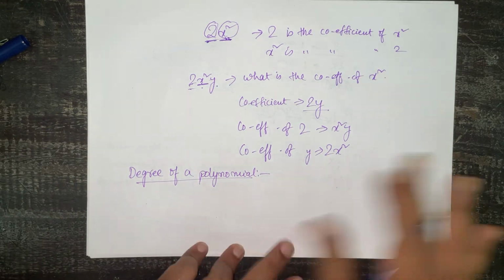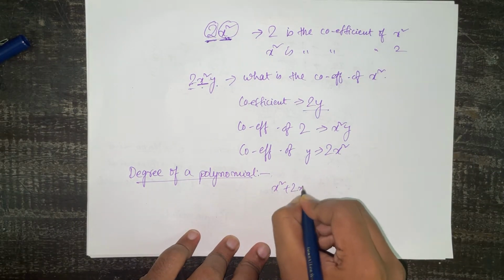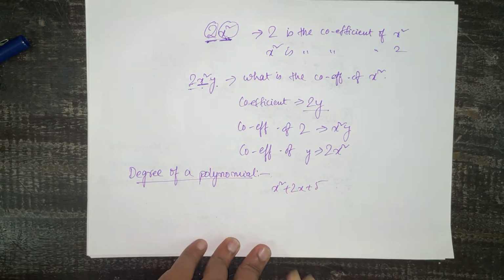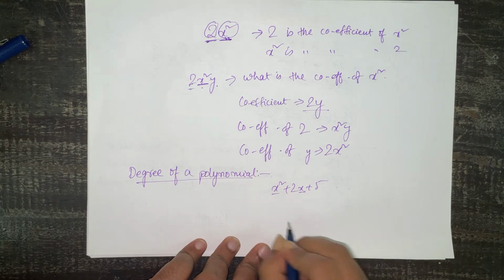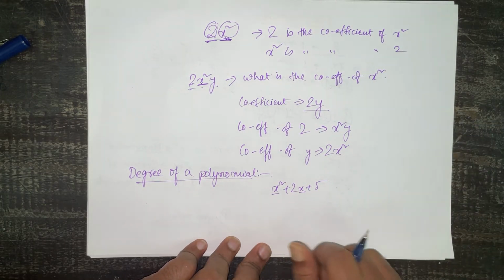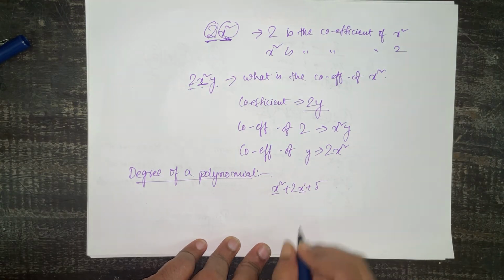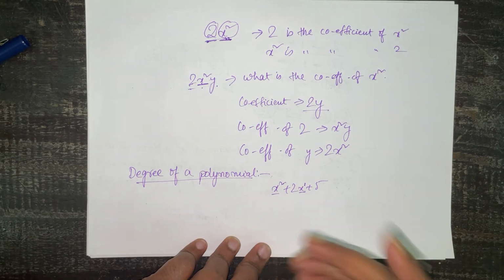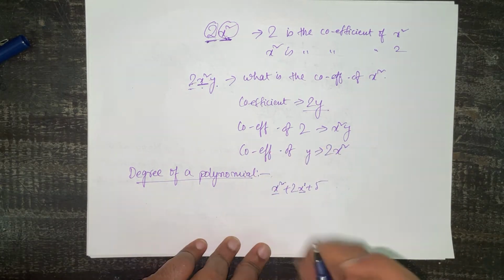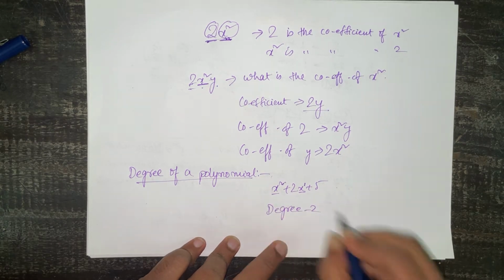So let me write one expression, one polynomial. Suppose x square plus 2x plus 5. What we have to do first is see what the variable is. The variable here is x. The next thing we need to check is what the powers or exponents of the variables are. Here there is no exponent, meaning the exponent is 1. Here the exponent is 2. So the degree of the polynomial is the highest power of the variable. So here the highest power is 2. So therefore degree is 2.